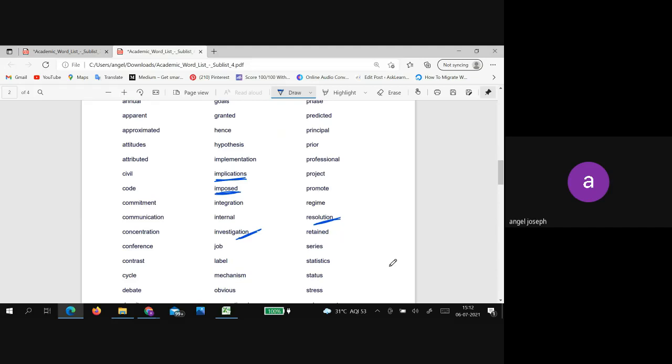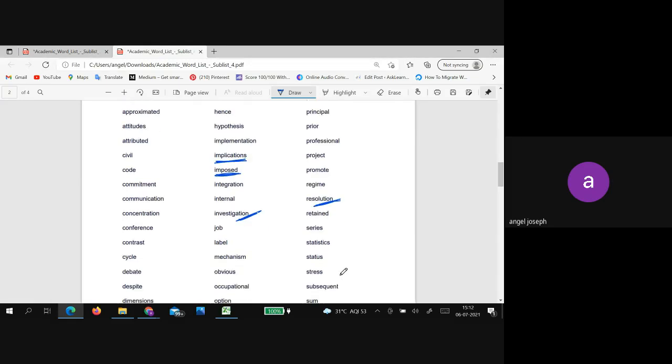Investigation. In the Sarita case, what was the police doing? They were running an investigation. Can anyone else give me a sentence with this word? Investigation, investigate, investigated, investigating. You can take it in any form. Anyone? Try it out.